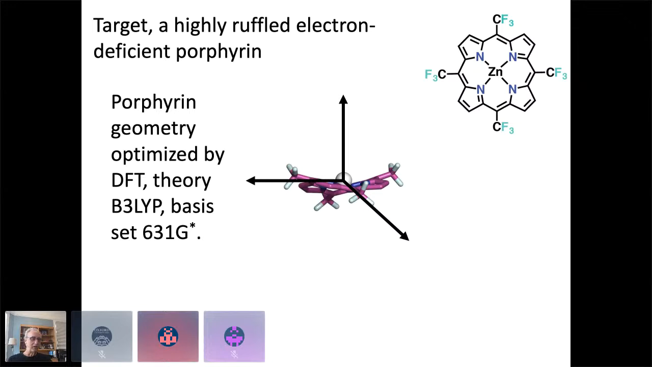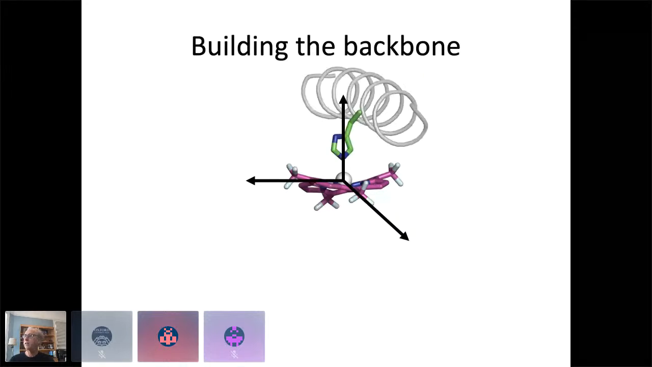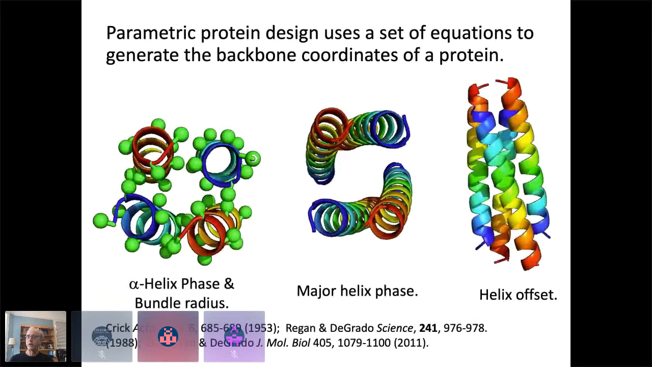So we went back and designed a protein that would bind this highly electron deficient zinc porphyrin that's being used for optical reasons. And we start by optimizing its geometry. We can think about building a helix with a histidine that will bind to it, and that helps define the geometry of these two relative to one another. And now we want to build a bundle that will encapsulate it, and we can do this by what we call parametric protein design, in which we systematically vary the geometry of the bundles.